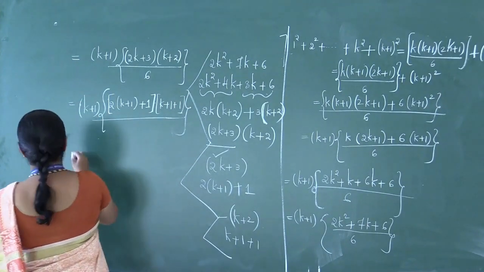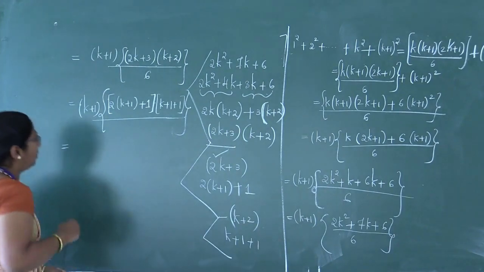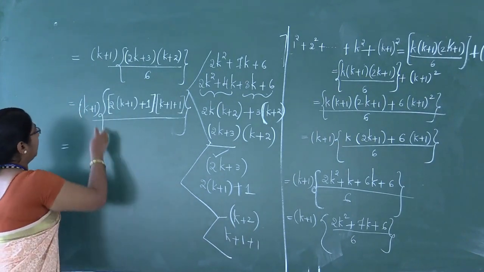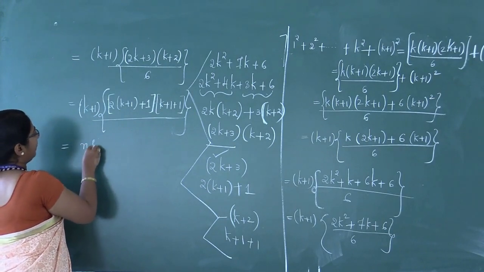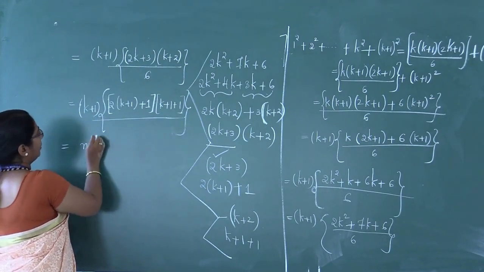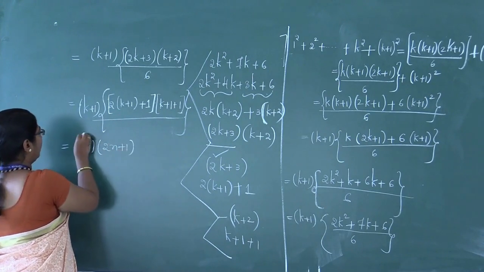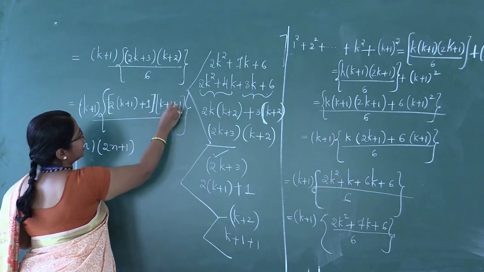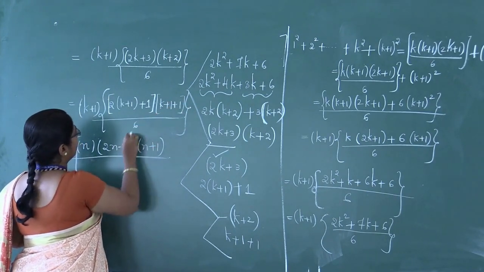According to the assumption, what is k plus 1 equal to? N. So in place of k plus 1, what do I write? N. N into k plus 1 becomes what? N. So 2n plus 1. What is k plus 1? N. So which is the term that is left out here? N plus 1. Whole thing divided by 6.